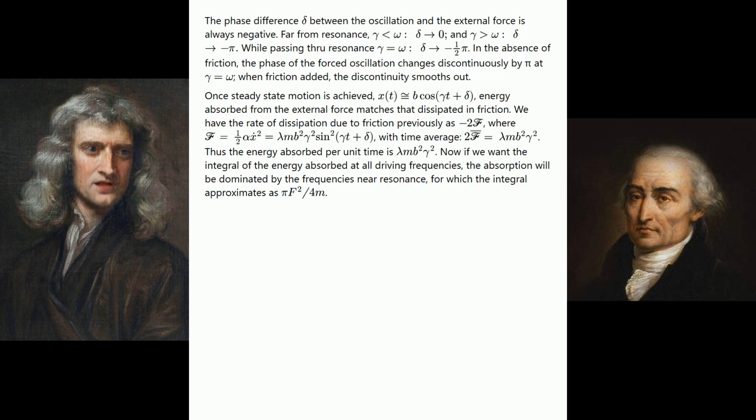Once steady-state motion is achieved, x of t approximately equals b cosine of gamma t plus delta. Energy absorbed from the external force matches that dissipated in friction. We have the rate of dissipation due to friction previously as minus 2 script F, where script F equals 1/2 alpha x dot squared equals lambda m b squared gamma squared sine squared of gamma t plus delta. With time average, 2 script F bar equals lambda m b squared gamma squared. Thus the energy absorbed per unit time is lambda m b squared gamma squared.